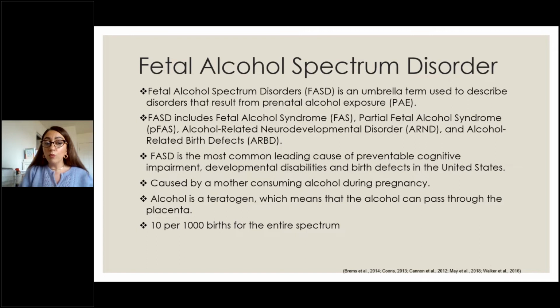What we know from the literature is that alcohol is a teratogen, which means that it can pass through the placenta when the baby is in utero, and therefore will have a long-lasting impact in terms of changes in the structure of the brain, in different brain structures, and as a result, changing some of the functions in the brain, which we will also talk a little about today.